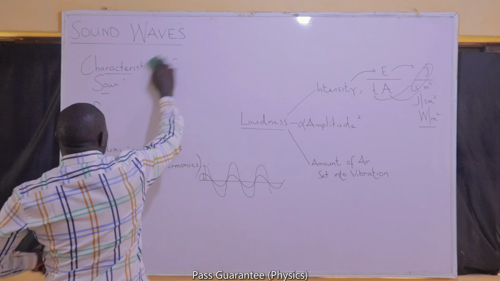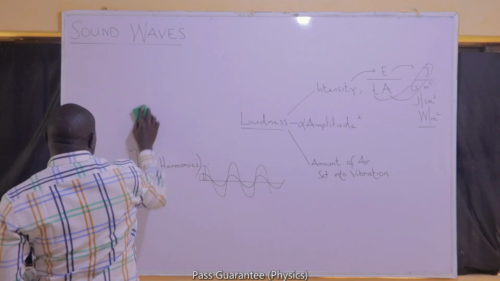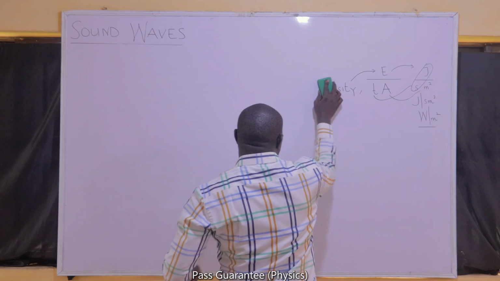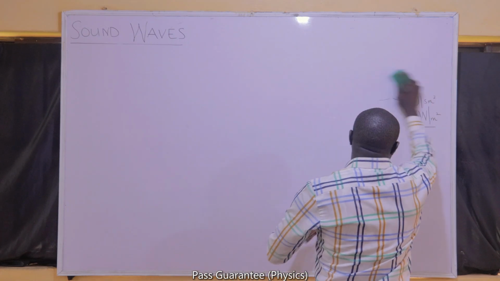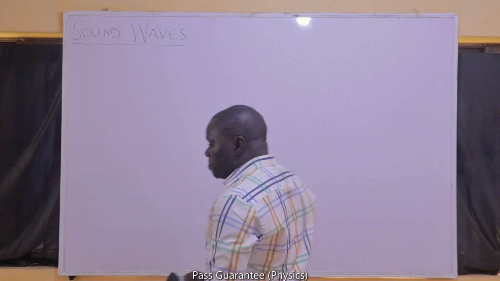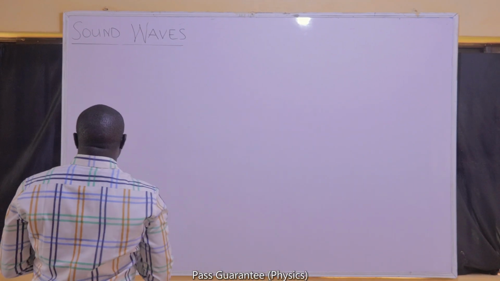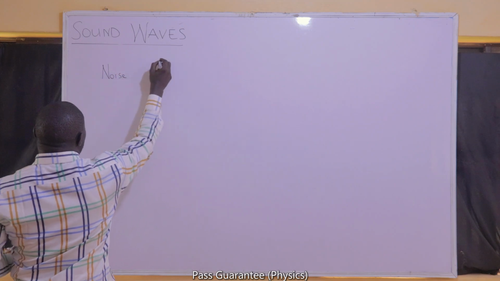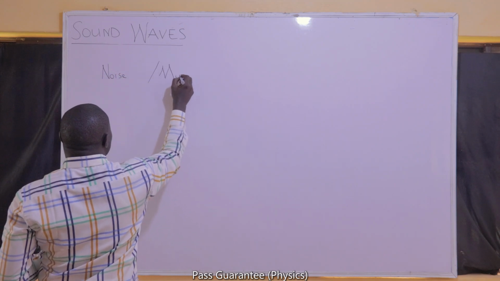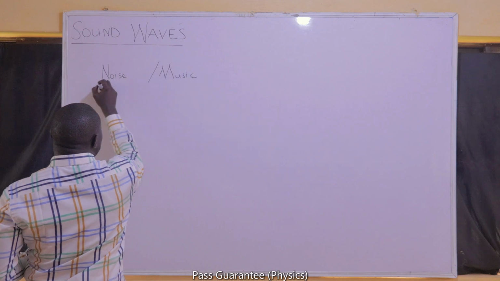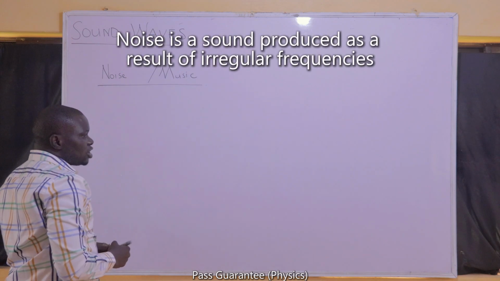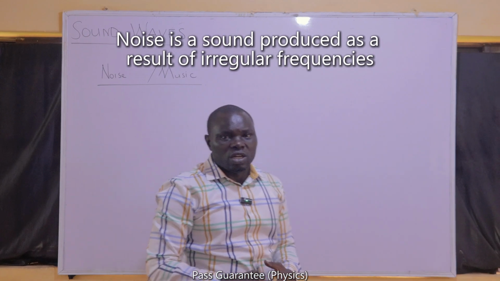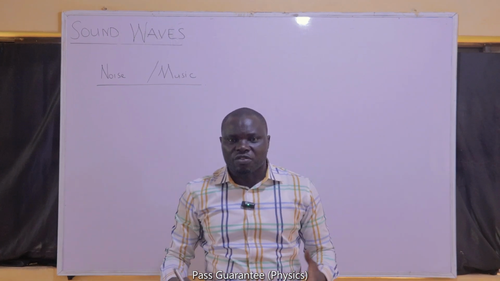There are other terms that we should now just try to define. What are those terms that we should talk about? Noise and music. Oftentimes we tend to hear this word noise and we tend to hear music. In physics, the two of them are just defined with reference to their frequency. Noise is sound produced as a result of irregular frequency. Noise is sound of irregular frequency.